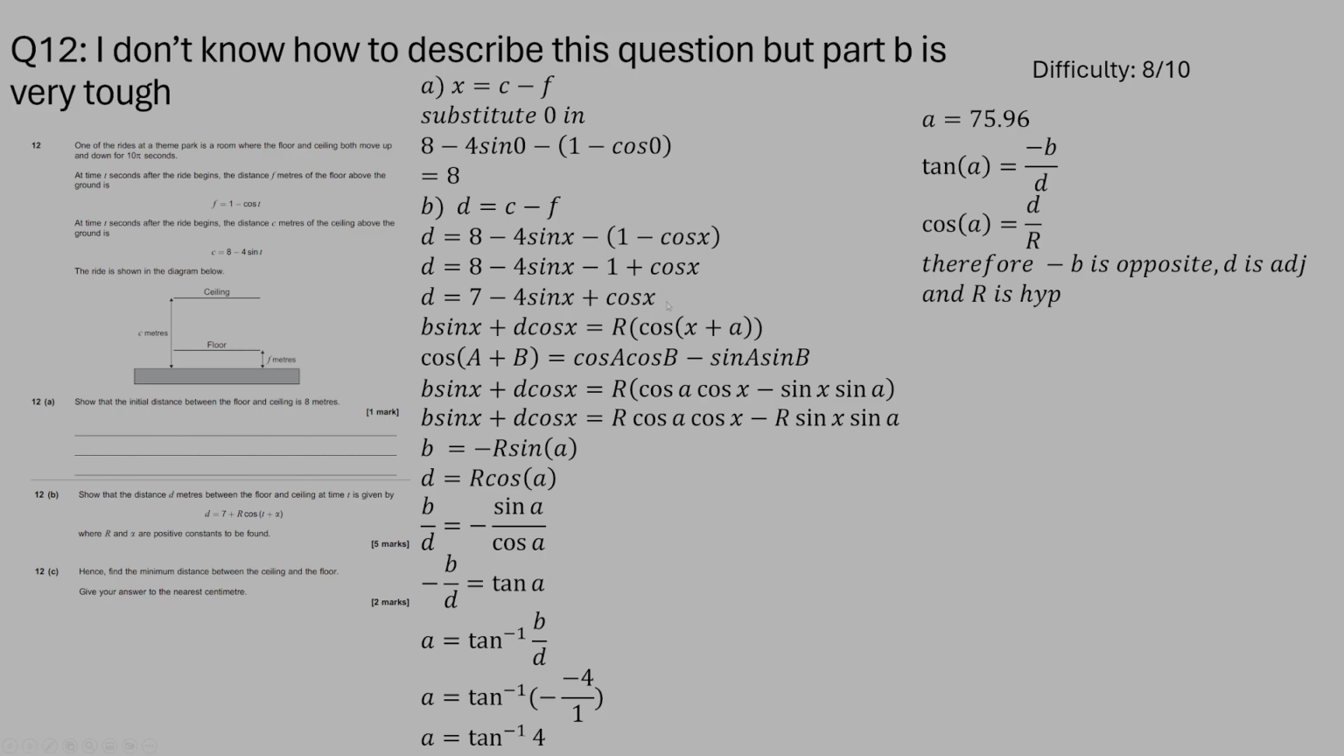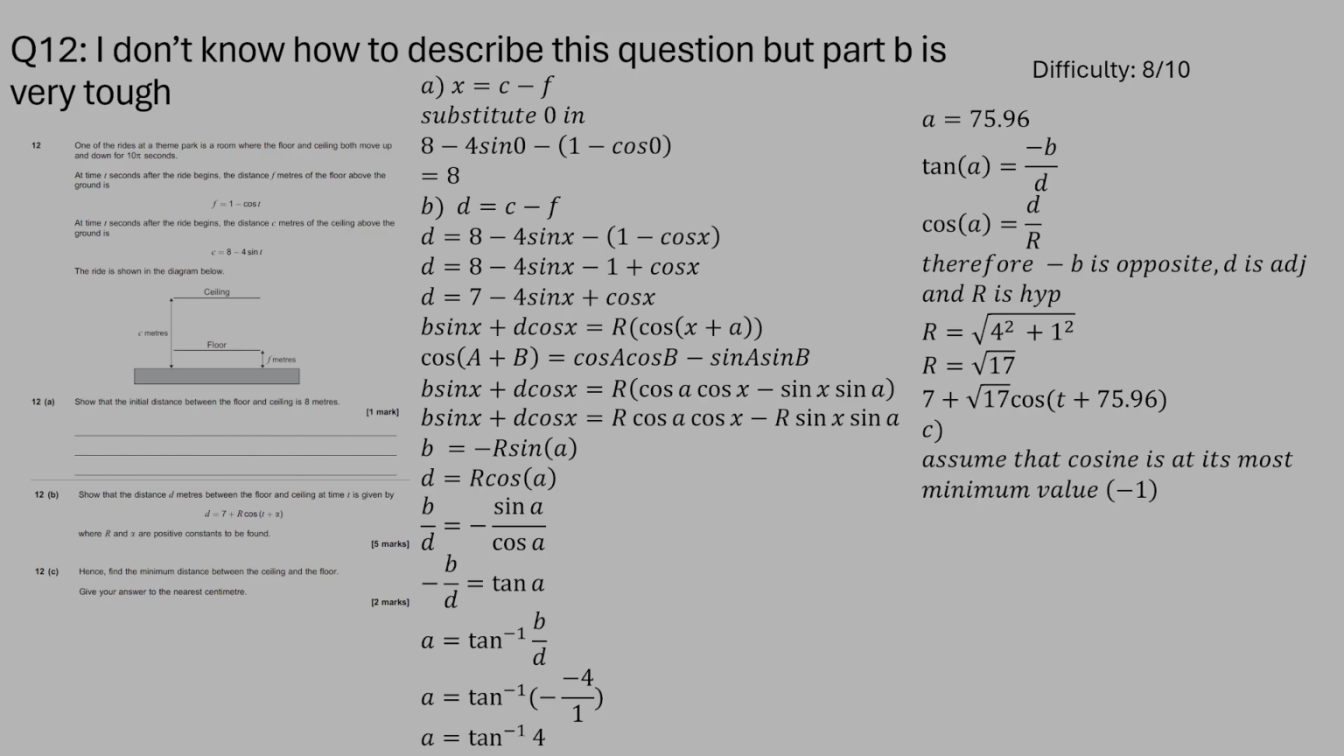So now, because we know that b is negative 4 and that d is 1, we know that r is just going to be the hypotenuse, so we use Pythagoras to find that. The double negative 4's cancel out here, so we just get positive. And we know that r is root 17, and we can write it out in this expression here. Right. Next, we're going to do this easier one.